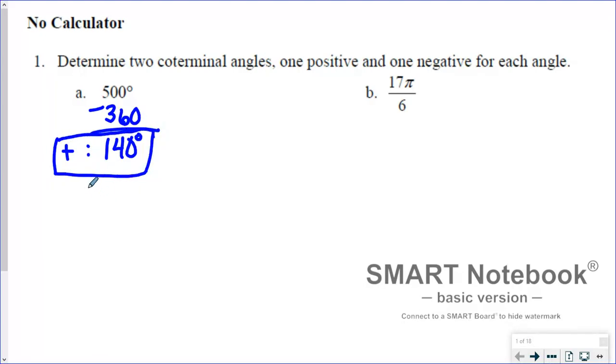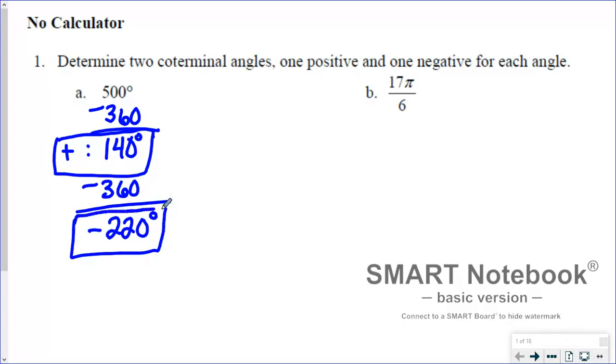All right. Well, if you subtract 360 again, now you get negative 220 degrees. That is a negative angle, so that counts as your negative coterminal angle. That's it. Of course, there's others. Like I said, you could have added 360 to get 860. If you subtracted 360 again, you could get negative 580. There's infinite of them. Of course, it's kind of silly to go much farther than needed.